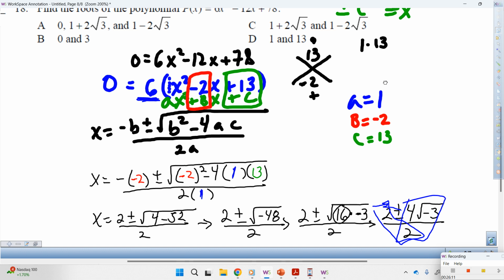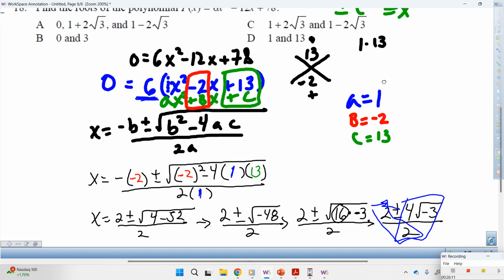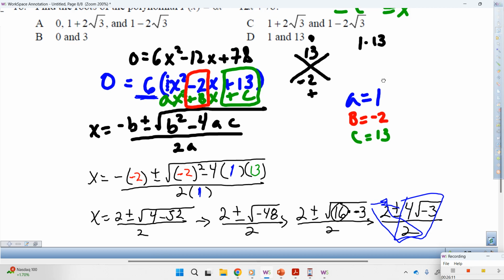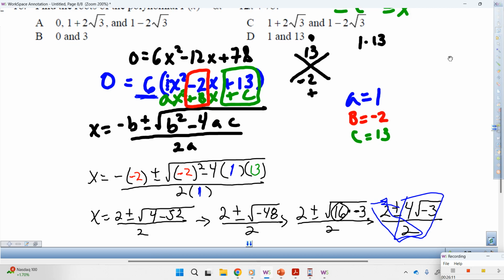Plus minus, plus minus. I guess there's a typo, right? What are we missing, guys? The negative on all of this?